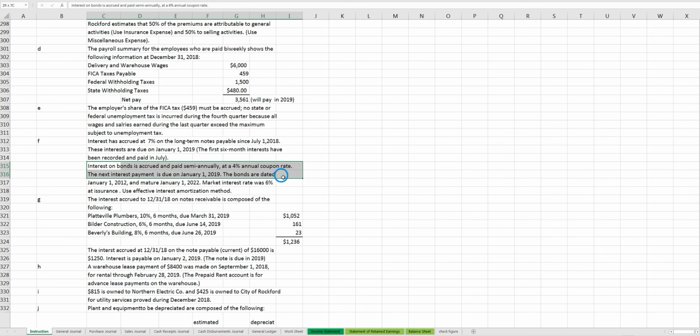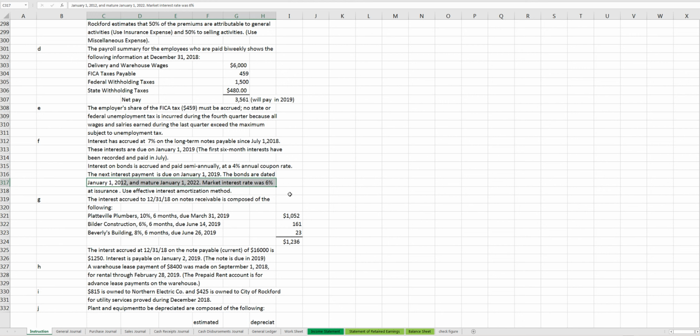And then the second one: interest on bonds is accrued and paid semi-annually, with a 4% annual coupon rate. The next interest payment date is due January 1st, 2019. The bonds are dated January 1st, 2012, and mature January 1st, 2022. The market interest rate was 6%. So this is the bond question, and the semi-annual interest payment.